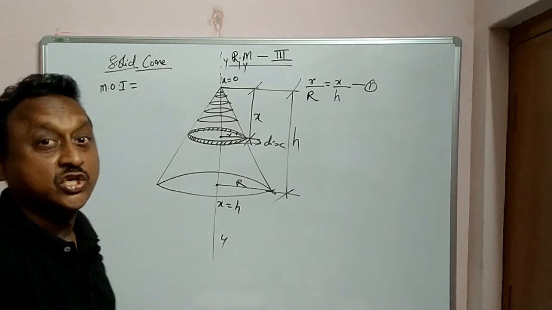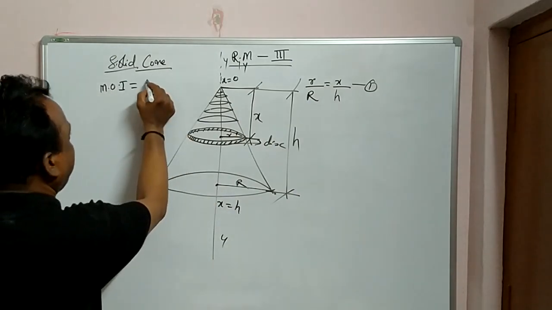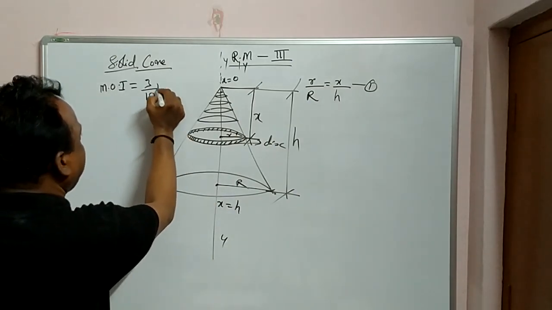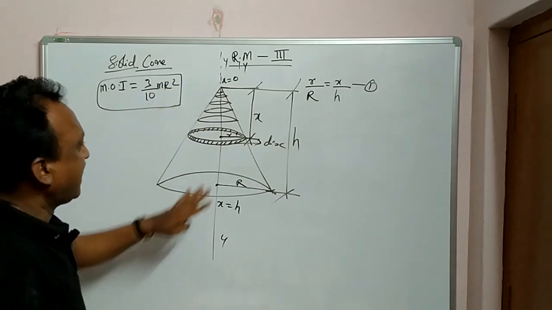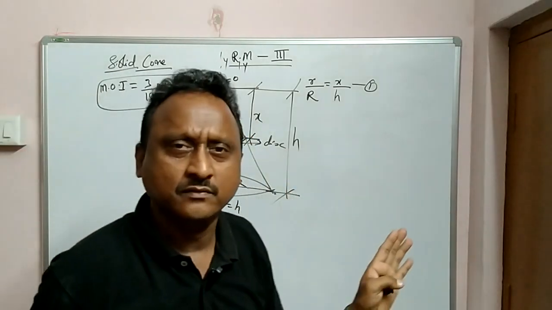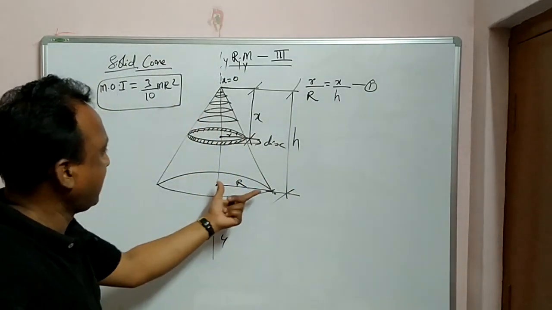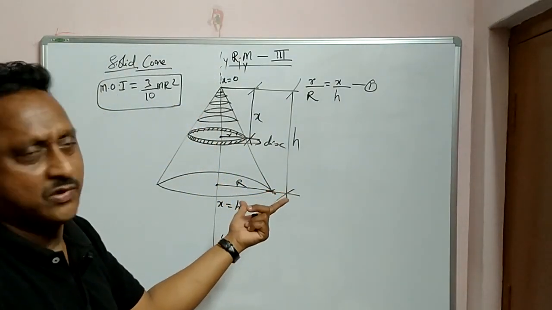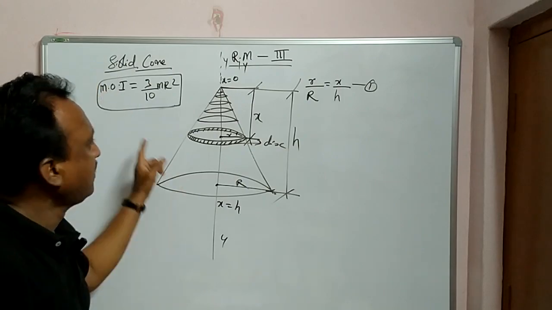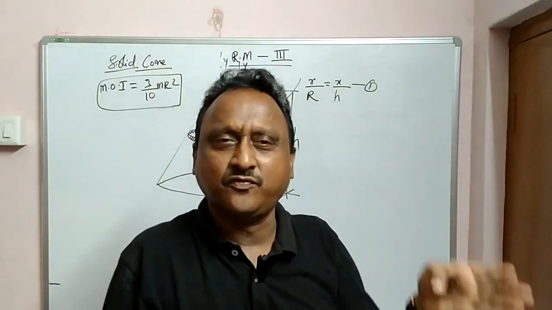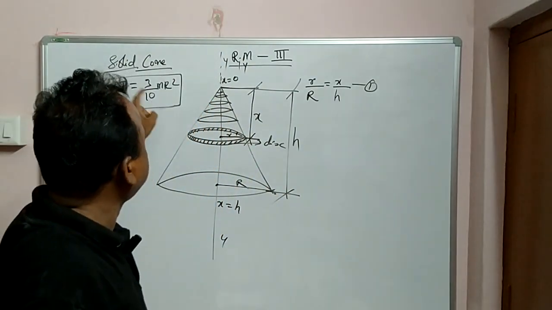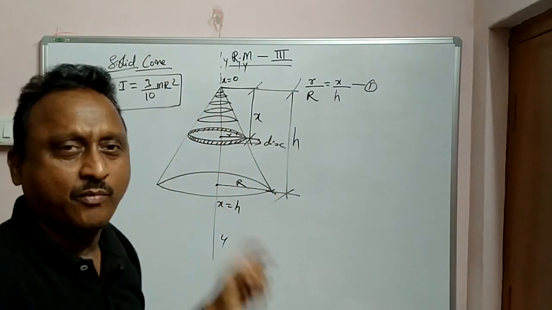For a solid cone, the moment of inertia is given by 3 by 10 mr square, where m is the total mass of the solid cone and r is the radius of the cone. So for a solid cone, because the total mass is concentrated at the center, the moment of inertia is taken as 3 by 10 mr square.